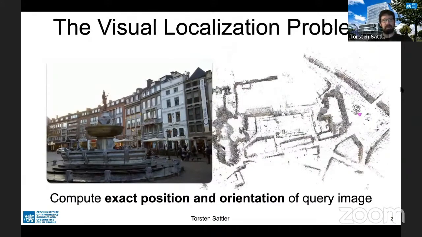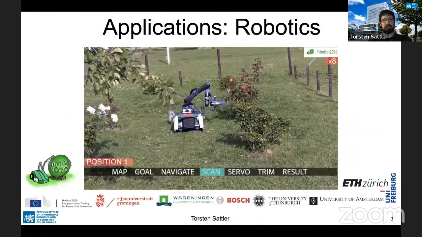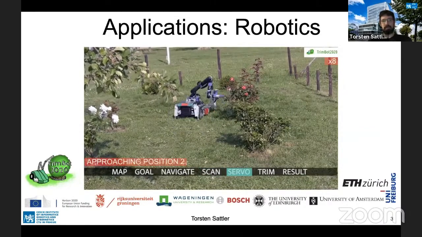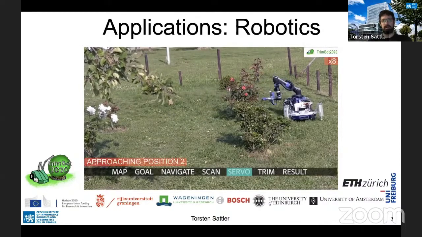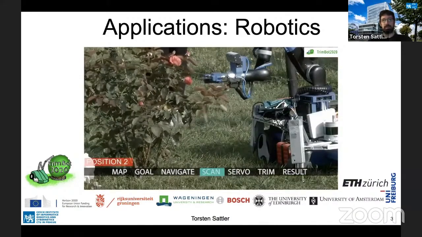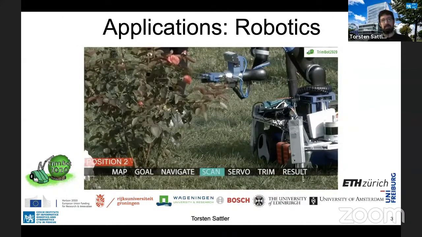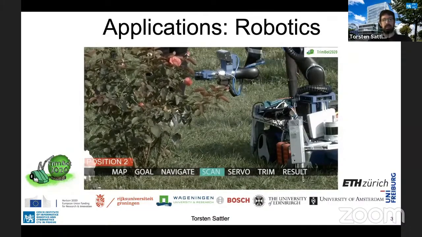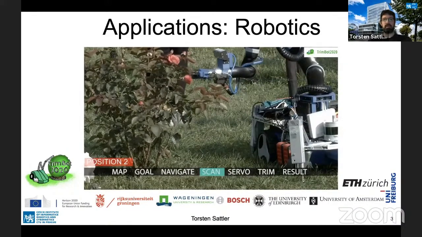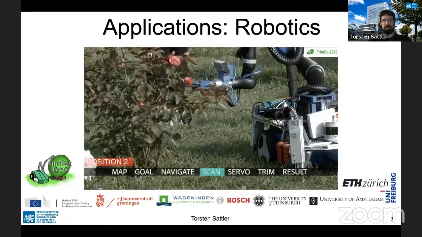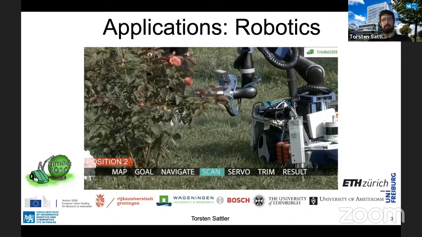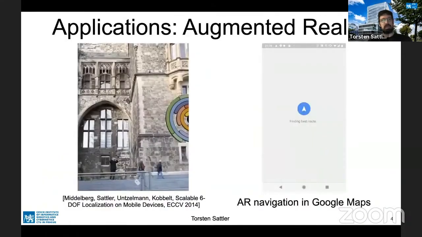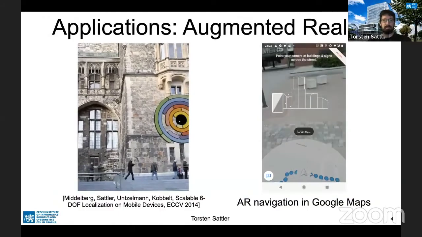This has a couple of applications. One of them is robotics. This is a project that I was involved in when I was at ETH as a postdoc. The idea was to build a gardening robot that can cut roses and trim hedges. In order to do its task, it needs to know where it is in the garden so that it can navigate to its target locations and then perform its operations. This is done by using a set of cameras and figuring out where the robot is within a pre-built map of that garden.